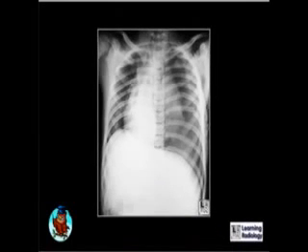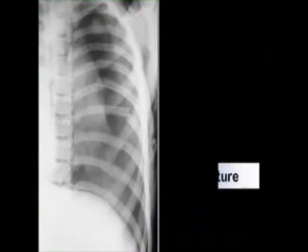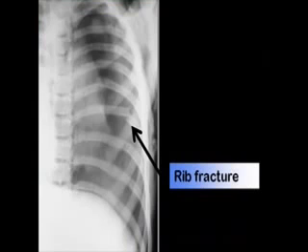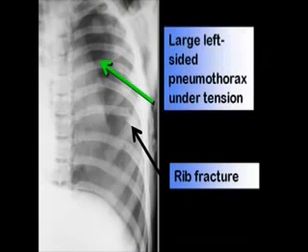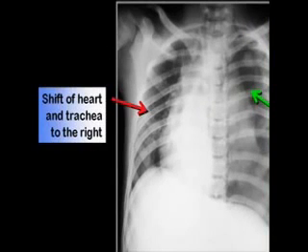There is a tension pneumothorax present. First of all, there are rib fractures present on the left side, and there is a large left-sided pneumothorax which is under tension. There is a shift of the heart and the trachea to the right.